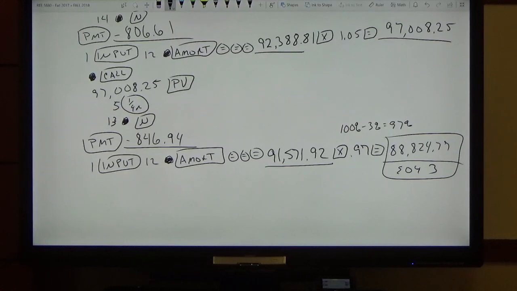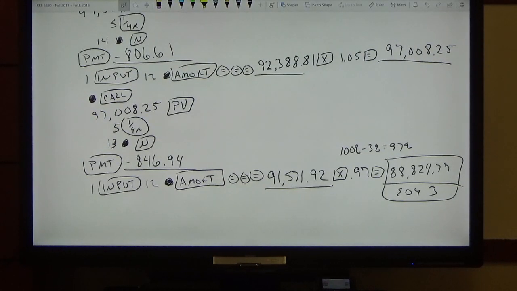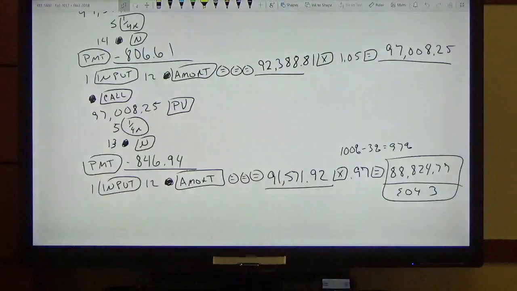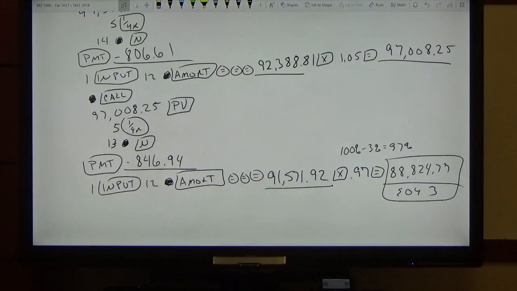Yes, ma'am. Okay, so I got lost in the third year because the interest rate was at 3%, and you put 5%. The interest rate didn't change for the third year. All you're doing is taking the balance from the previous year with the 5% interest rate, and now you've paid off 2 years, so you're down to 13 years. You get the payment, then you go over and get the balance.